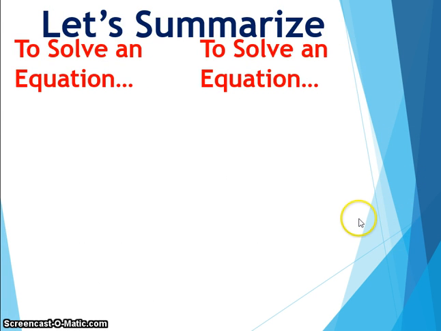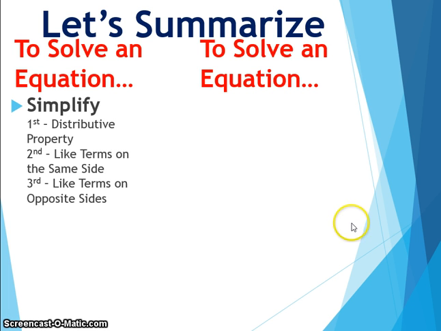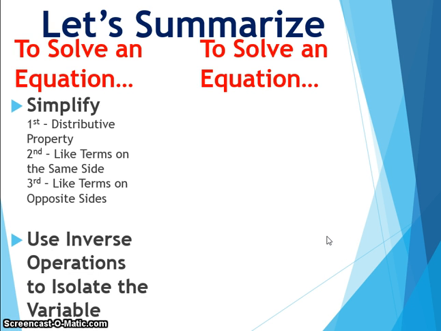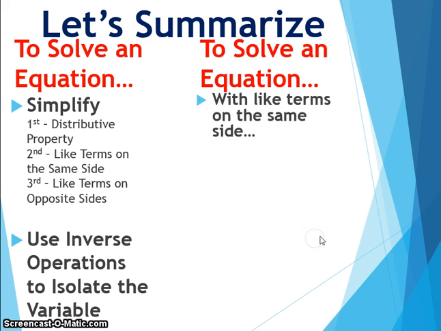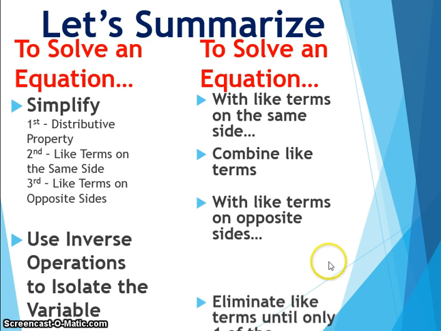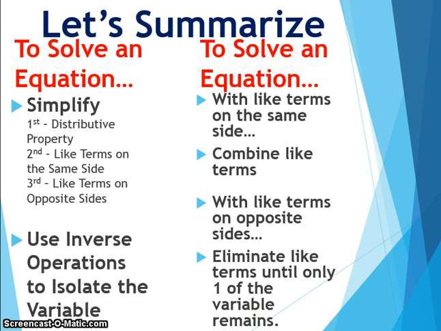So let's summarize what we've learned. To solve an equation, we first have to distribute, combine like terms on the same side, combine like terms on opposite sides, and then use inverse operations to isolate the variable. When we solve an equation with like terms on the same side, we will combine the like terms. But when they are on opposite sides, we will eliminate like terms until only one of the variable remains.